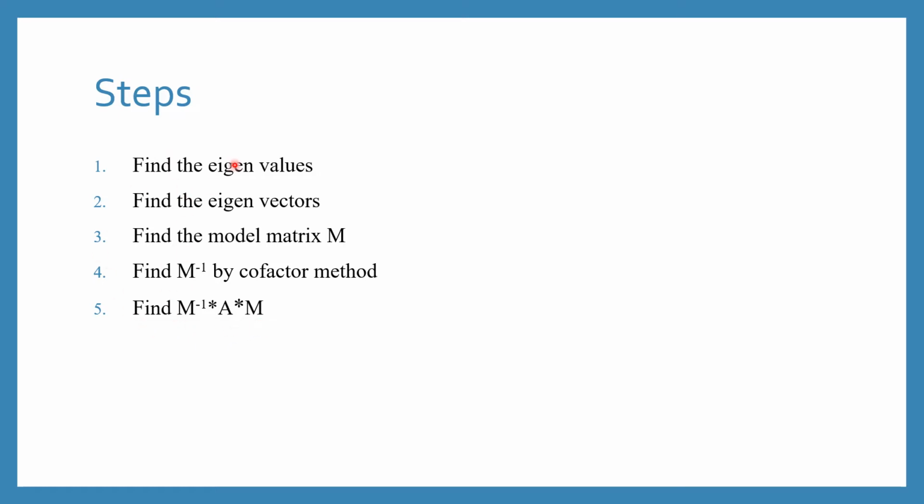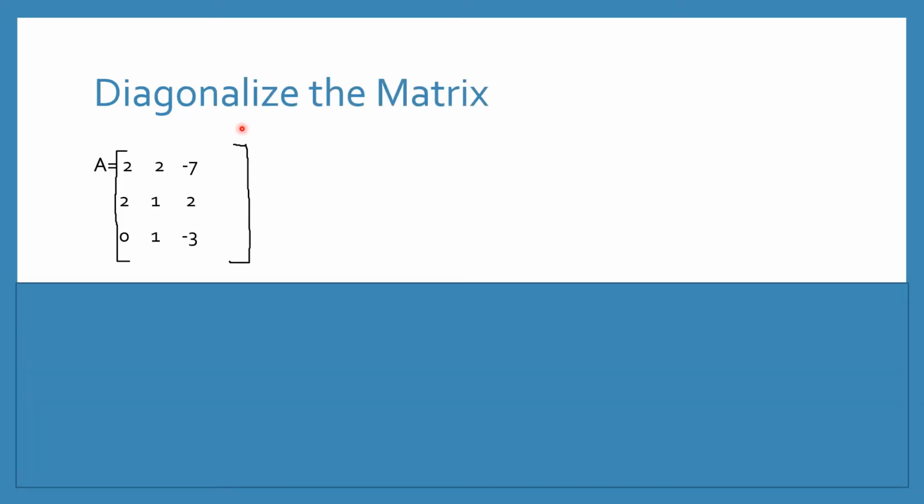So we have 5 steps in this particular procedure, and we will do it one by one by solving an example problem. So this is the example problem. Diagonalize the matrix A is equal to 2 2 minus 7, 2 1 2, 0 1 minus 3. So we can see that this A is a 3 by 3 matrix. Now the first step is we have to find out the eigenvalues.